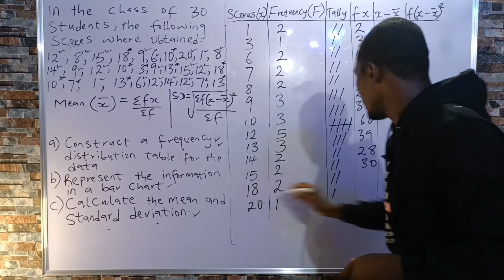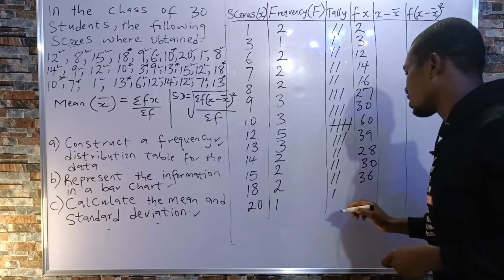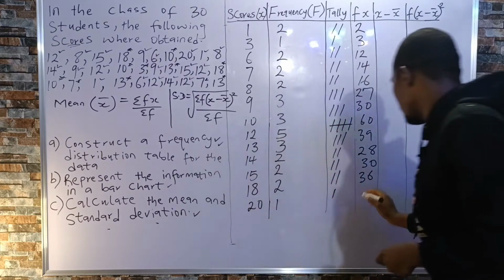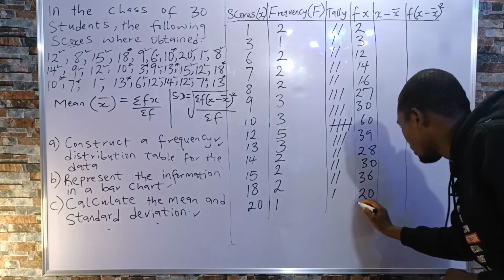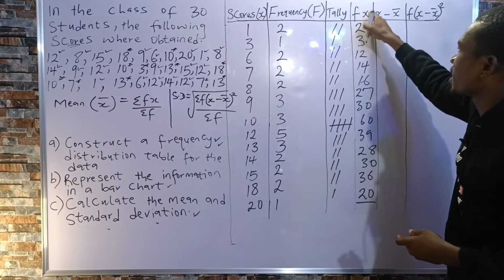2 multiplied by 18, we have 36. Then 1 multiplied by 20, we still have 20. So we want to sum all the fx here.